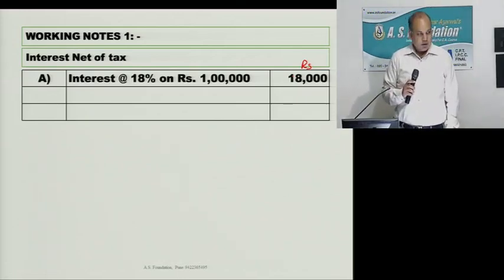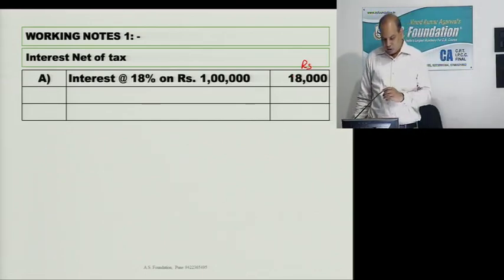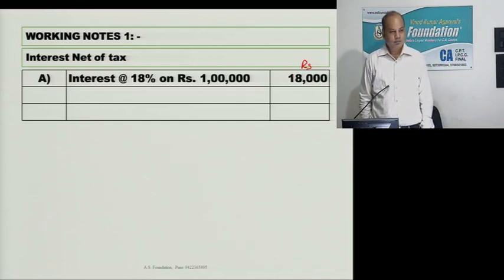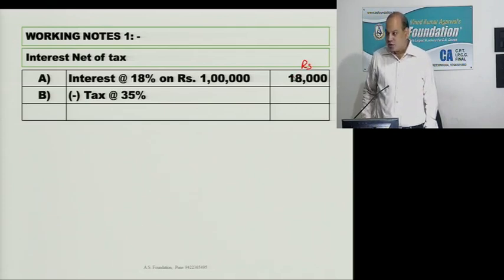First write point A. Interest. Interest at the rate of 18% on rupees 1 lakh. Is it 18,000? And on that you will save tax. Less tax at the rate of 35%. 6,300, that is tax saving.